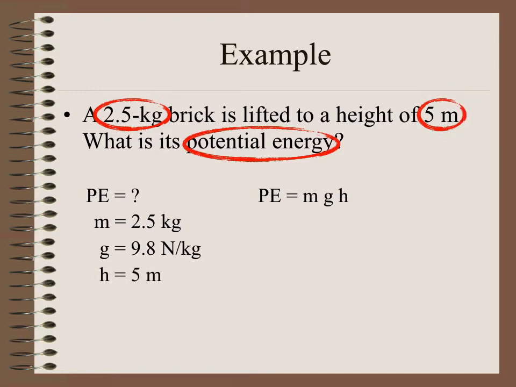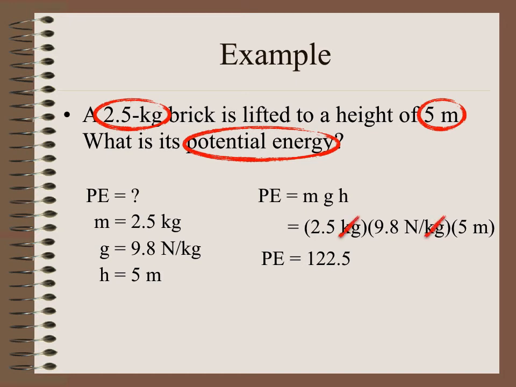Now we can substitute our values in. We multiply and we get an answer of 122.5. In looking at our units, we notice that we have kilograms in the numerator with the mass and kilograms in the denominator with gravity, so they'll cancel, and we end up with a Newton times a meter, which we know is a joule, which is what we expect for energy. Energy should be measured in joules.